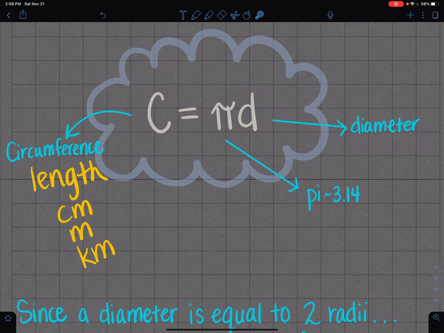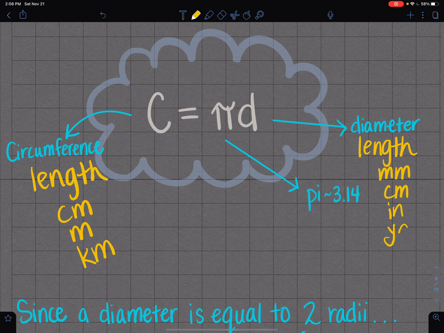Diameter is the distance across the circle that goes through the middle. And of course, this is a unit of length, as you know, because you just measured a bunch of them. It could be in millimeters if it's a tiny circle, centimeters, inches, or yards. Any unit of length is going to work for a diameter, but you do have to be consistent with your units. If you plug in millimeters here for the diameter, the answer that you get is going to be in millimeters. If you plug in centimeters, the answer is going to be in centimeters. So you have to be consistent. You don't want to use centimeters here and then millimeters there.